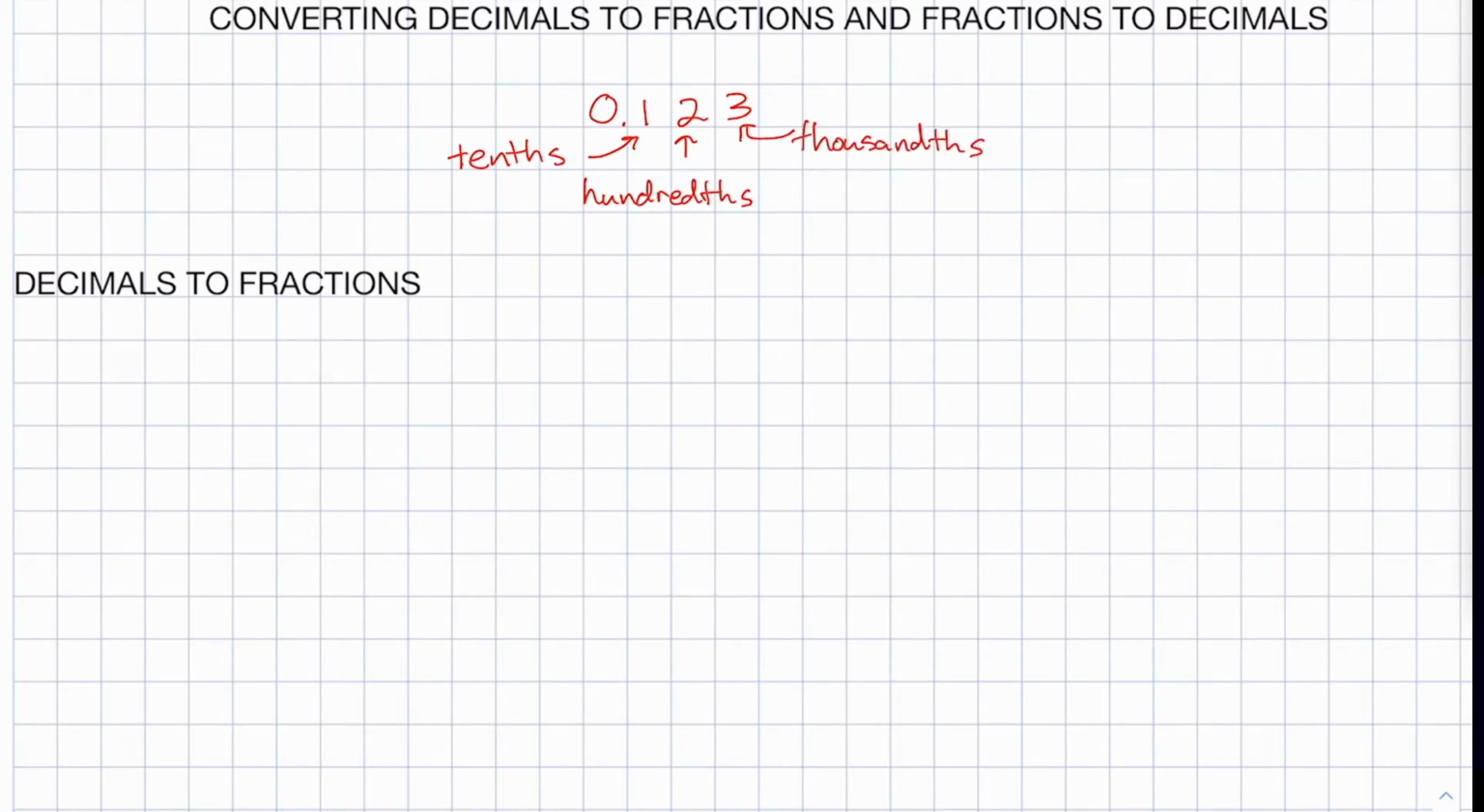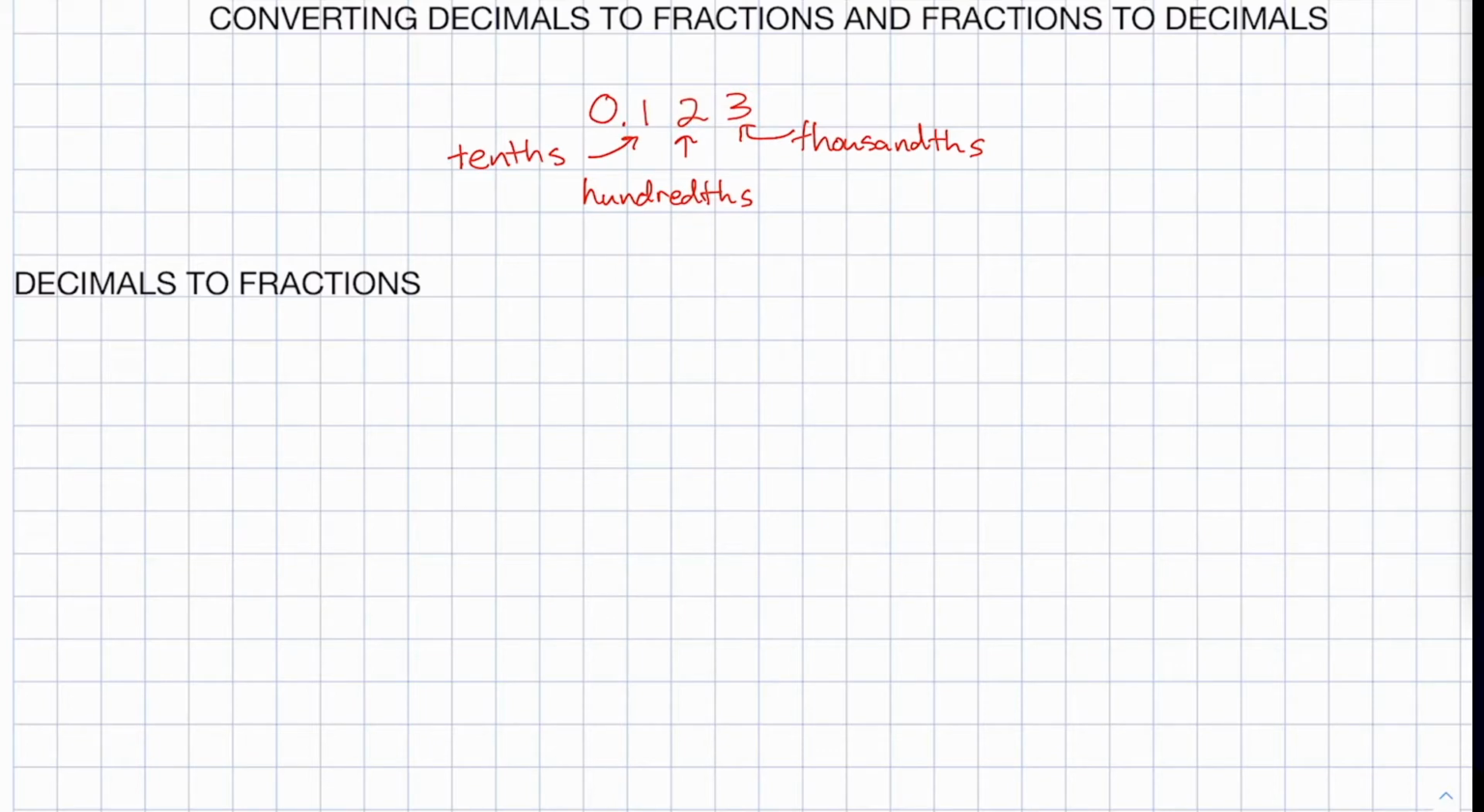Now it could keep going on and on. We could have 10 thousandths, 100 thousandths. But for most of our purposes, just thinking about those first 3 things is important. So if we can remember those things, that means, for example, if I had just this, it would be 1/10. If I had just the 1 and the 2, we would say that's 12/100ths. Or if I had all 3 of them, which I do right there, we would read that as 123 thousandths.